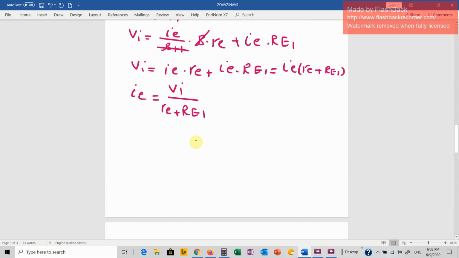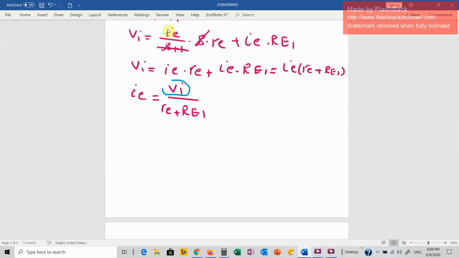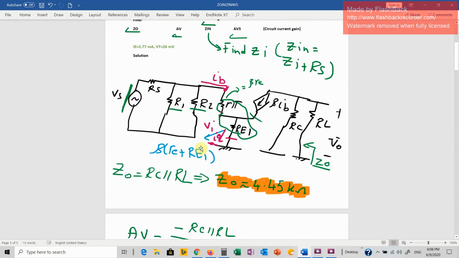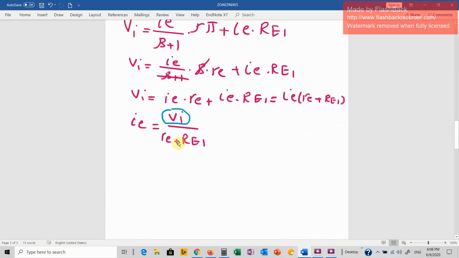Now I need to find this VI, this input voltage here. What is this voltage? VI. I don't know VI. How to find VI? Let me simplify this part. You can see this input part here. I can simplify it like this. I can replot it, something like that.